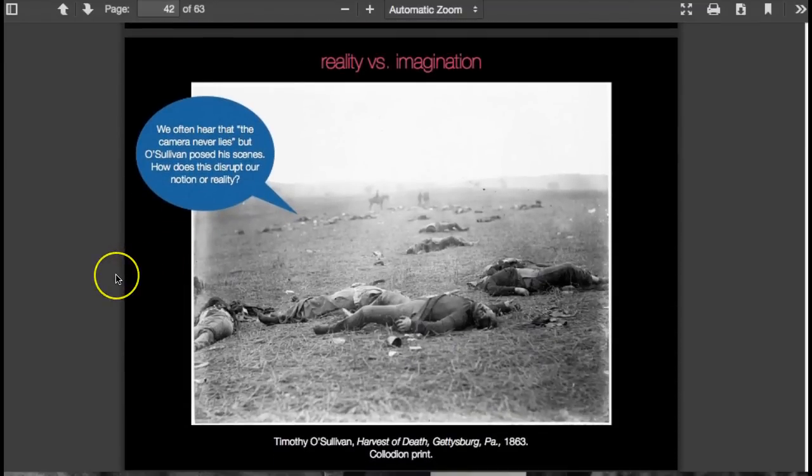Let's talk about reality versus imagination in photography. This is one of my favorite topics to discuss. It's this concept that we have these terms, the camera never lies, right? That it captures the real world, that it can't help but capture its subject. It can't manipulate it, right?